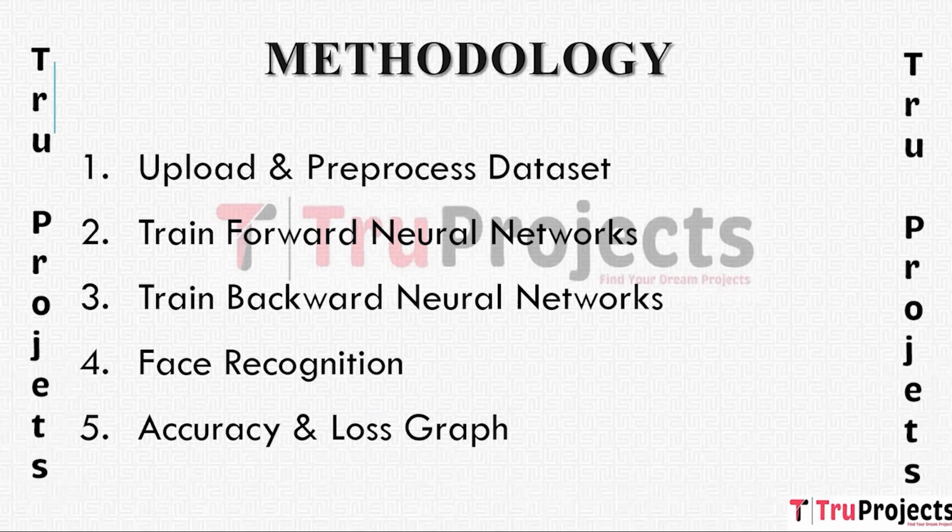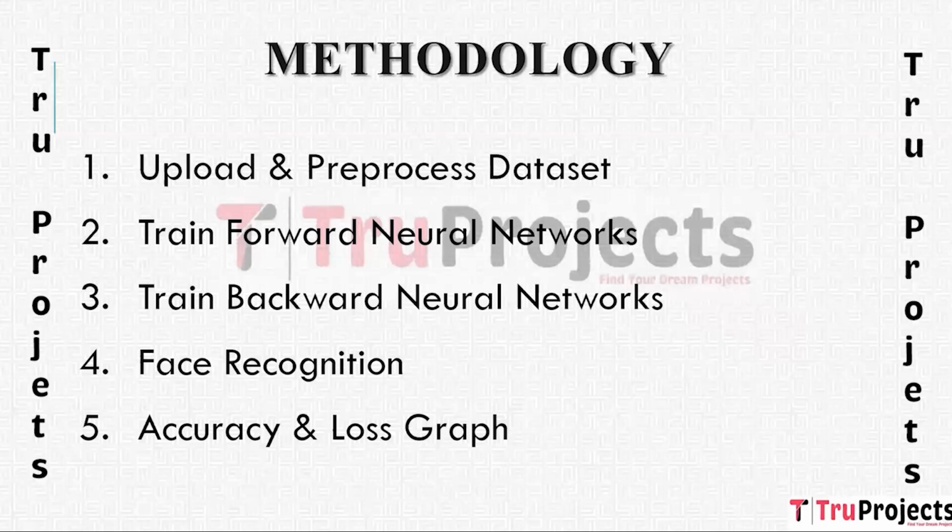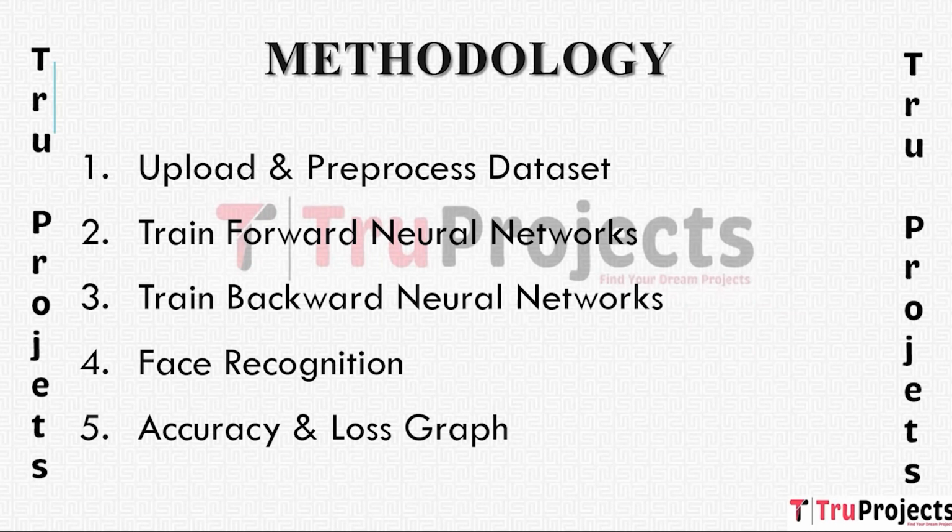Fifth module is accuracy and loss graph. This module is about visualizing the training process. Training accuracy and loss values are plotted over epochs. Accuracy reflects how well the networks are recognizing faces, while loss indicates how well the networks are minimizing errors during training.